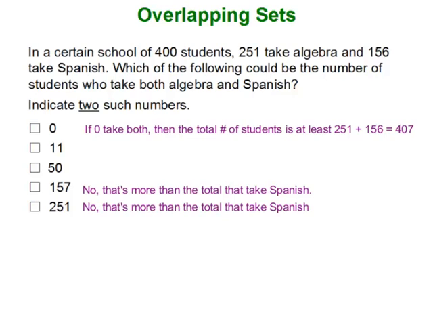Likewise, at the high end, you can't have 157 students taking both algebra and Spanish when only 156 students take Spanish. So, of course, 251 is ruled out for the same reason. And luckily, this question tells you 2 answers are possible. The 2 that remain must be correct.